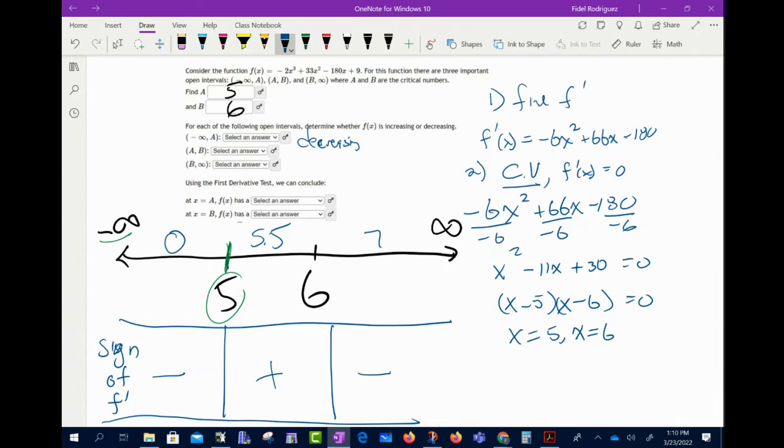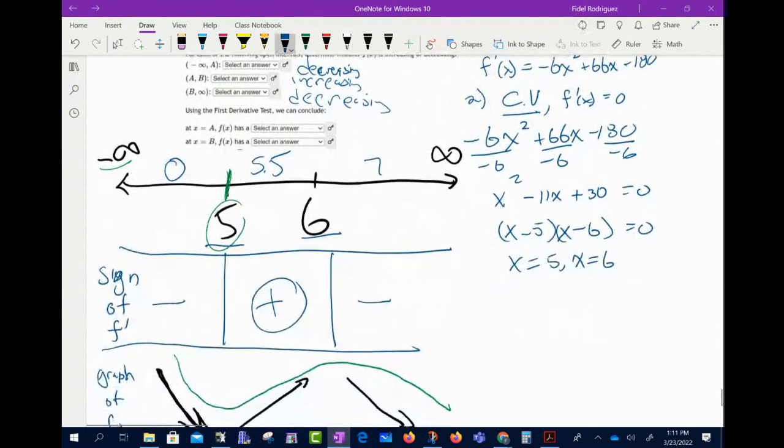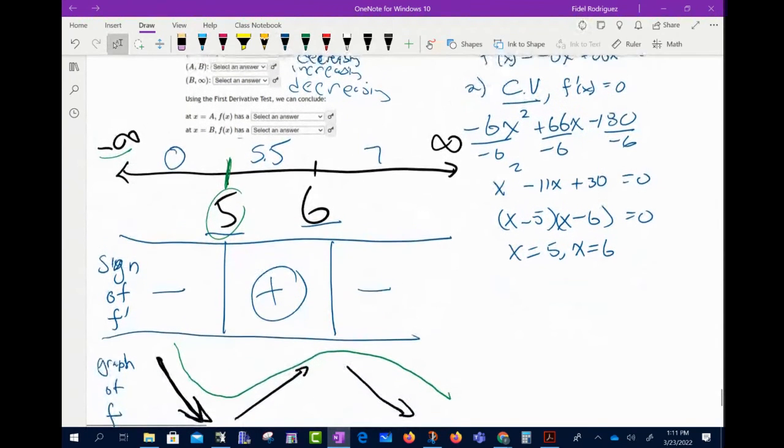Okay. What about between the intervals from 5 and 6? If the derivative is positive, that means it is what? Increasing. And then again, from 6 to infinity, wouldn't we say it's also what? Decreasing.